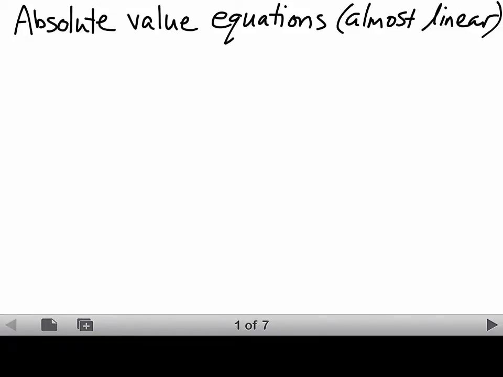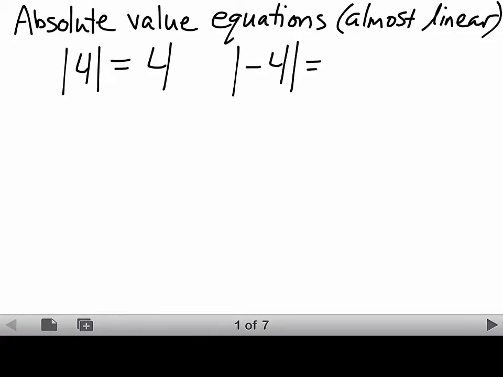In this session, we're going to solve absolute value equations, which turn out to be almost linear. In order to understand what we're going to do with absolute value equations, it's useful to remember what an absolute value is. The absolute value of a number is its distance from 0. And so the absolute value of 4, being 4 units away from 0, is equal to 4. We could also say that the absolute value of negative 4, being 4 units away from 0, is also 4.